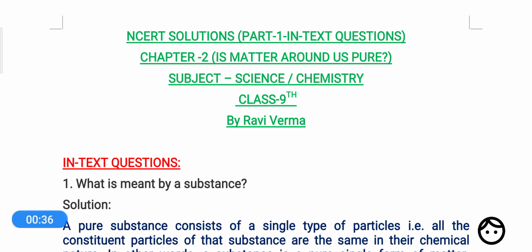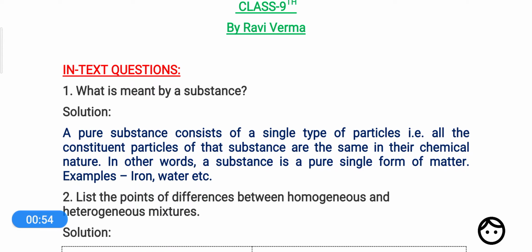The first question is, what is meant by a substance? Dear students, you know that matter can exist in two different forms. One is the pure form and the other is impure, that is mixture. So pure matter is called substance. In the language of science, a pure substance consists of a single type of particles.